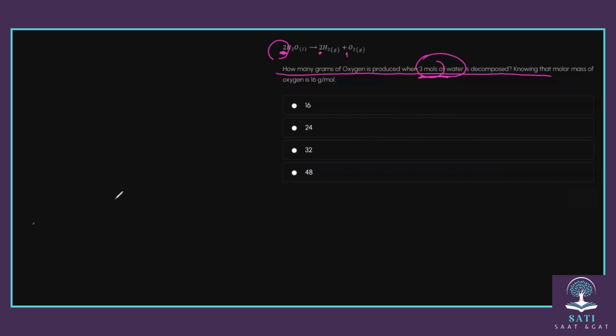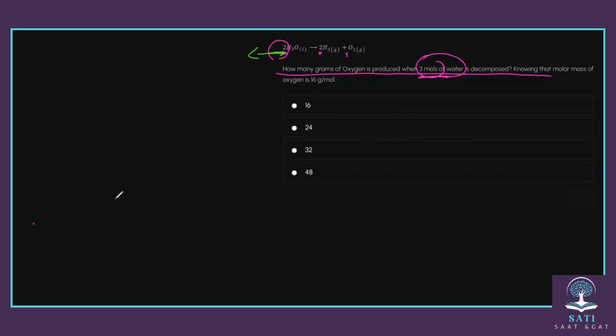So we need to change the equation to be 3 moles, like the question. How can we change this 2 to be 3? This 2, which is the number of moles of water, we can change to 3 in two ways. Either you divide the whole equation by 2 first, then multiply by 3, or you multiply the whole equation by 1.5 directly.